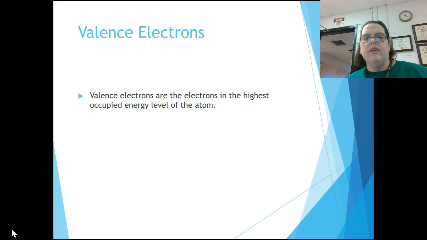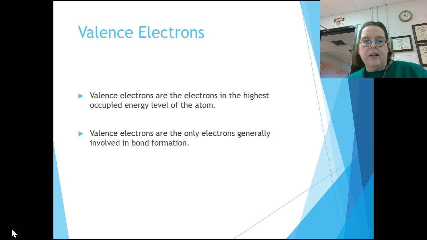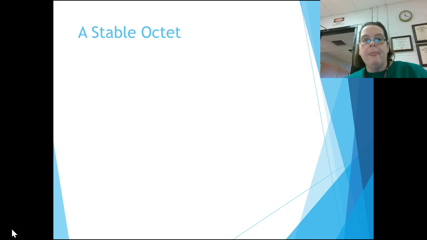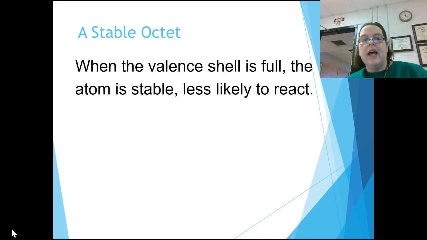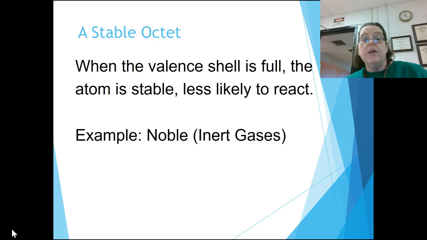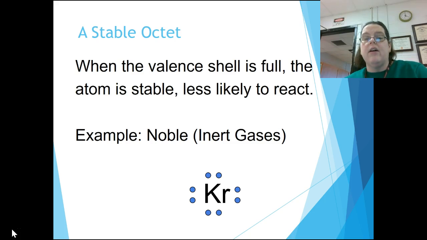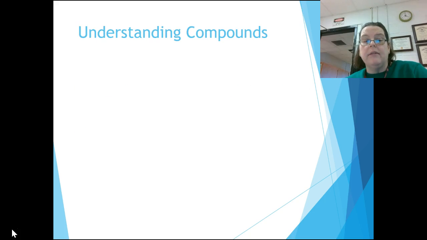So valence electrons are the electrons in the highest or outermost energy level of an atom. Valence electrons are the only electrons generally involved in bonding. D block gets a little weird because sometimes we get some non-valence electrons in there, but don't worry about that. So when the valence shell is full, the atom is stable. It's less likely to react. For example, krypton is a noble gas. Notice it has 8 valence electrons. It is not very likely to react at all with anything because it is a stable noble gas already.